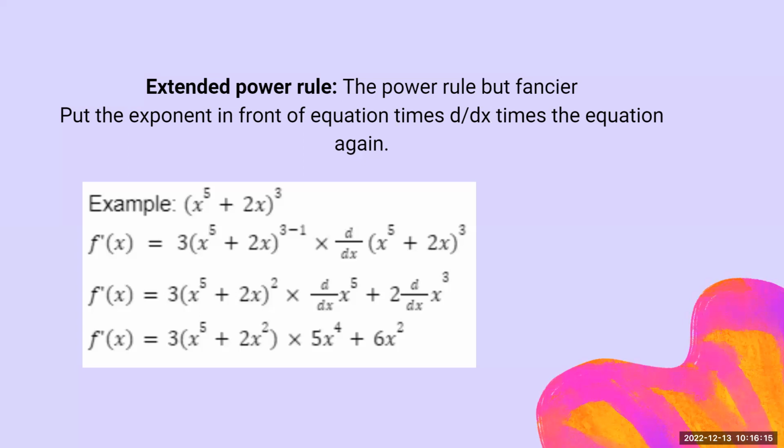The final part of this expression would be f prime of x equals 3 times x to the fifth power plus 2x cubed squared times 5x to the fourth power, because we put the exponent from x to the fifth power down and subtracted 5 minus 1, which is 4, plus 6x squared, because we put the 3 down and multiplied 3 times 2 to get 6, and 3 minus 1 is 2.